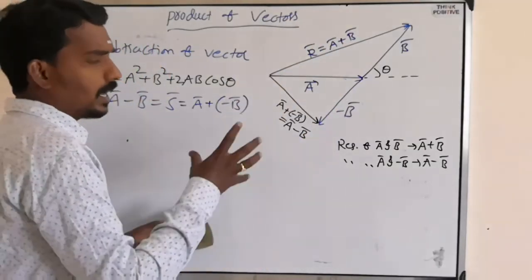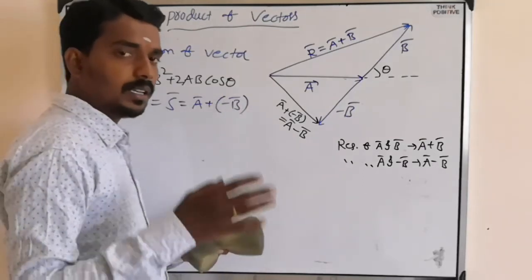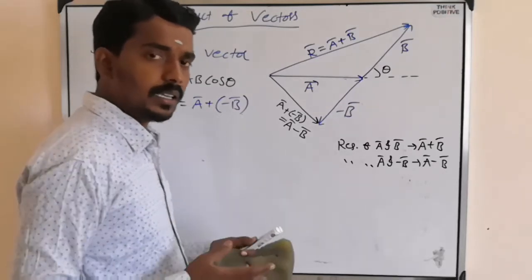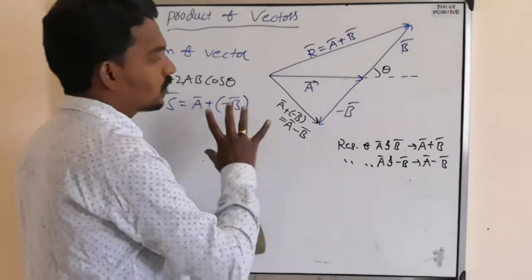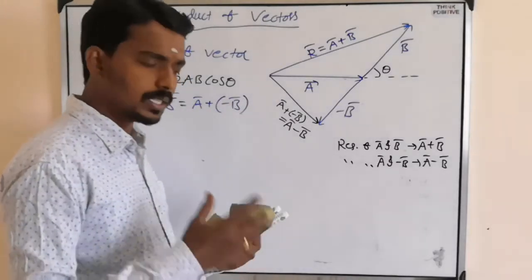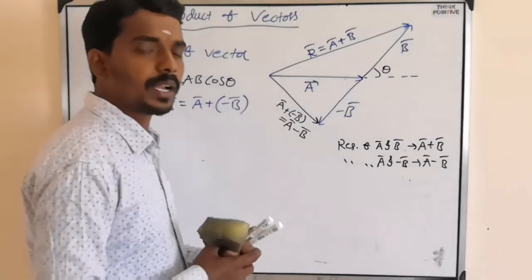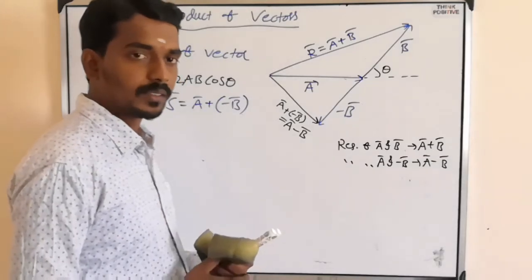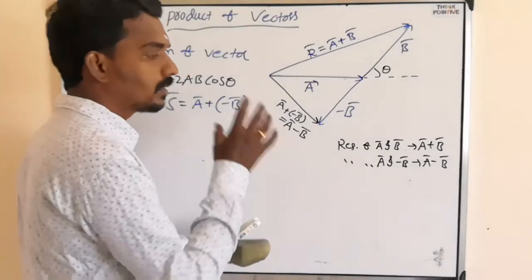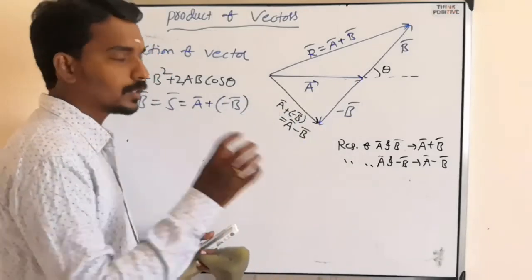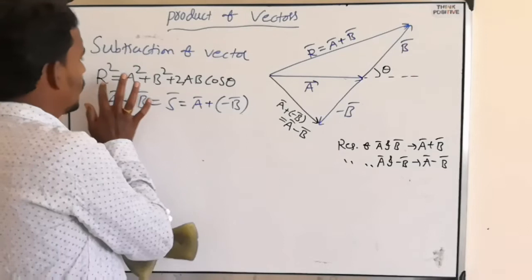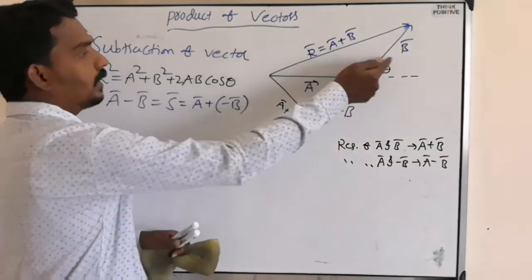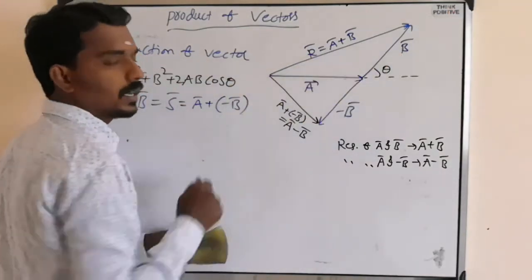Now see why I am specifying this much about subtraction: in the coming chapter, motion in a plane, you will use a lot of applications of this subtraction of two vectors. You will solve a lot of questions based on this subtraction of vectors, like river boat problem, rain man problem. So all those cases you will study based on this only. Now here when you want to find the resultant, you considered the magnitude of A bar, the magnitude of B bar and the angle between A bar and B bar.